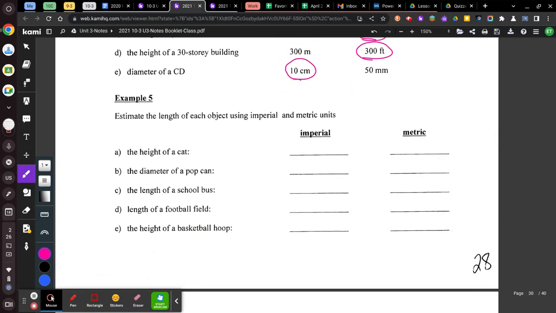All right, last example. Now we're actually going to estimate. Okay? We're going to estimate the length of these things. Imperial, so this is inches, yards, feet, and miles. This one is your millimeters to kilometers. Okay? So the height of a cat, about that high. So what are we talking? Or even to the top of its head.